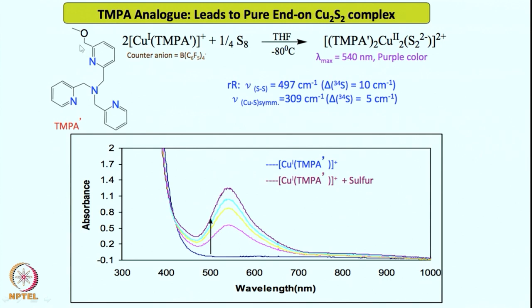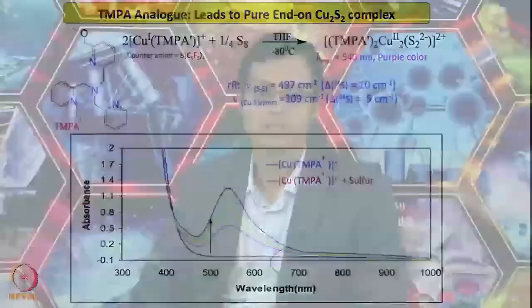Overall, the monosubstituted pyridine was essential to give rise to this end-on disulfide bound complex, which has a clear UV-vis spectrum at 540 nanometers, and is purple in color. This is quite interesting, and it gives only one product from that mixture of compounds formed by the same ligand without this substituent. With this substituent we clearly get only one product. This suggests that ligand designing has a crucial role to play in preventing or promoting the desired product that one is looking for.